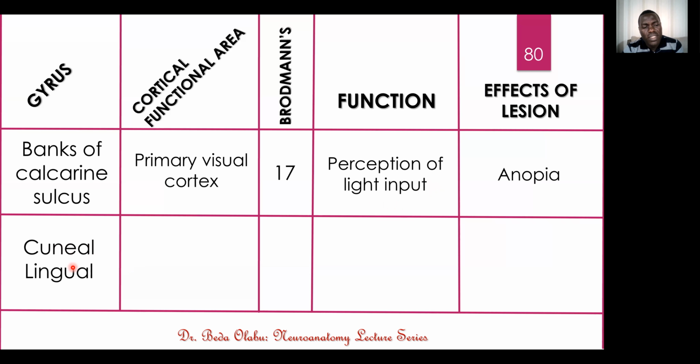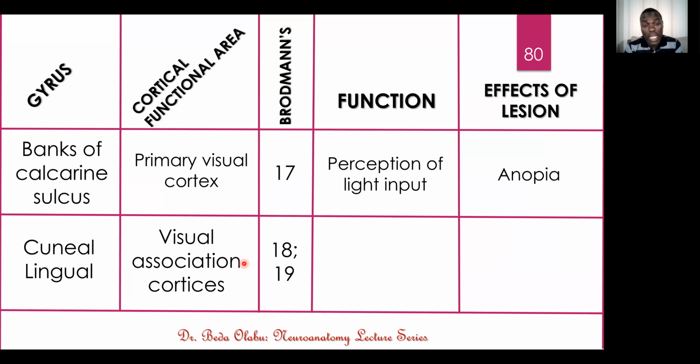The cuneal gyrus and the lingual gyrus represent visual association cortices. The term association is the other term we can use for secondary, except that for vision, we usually have secondary as well as tertiary vision. I don't want to go to the distinction between secondary and tertiary vision. And so I prefer to use the term association cortex.